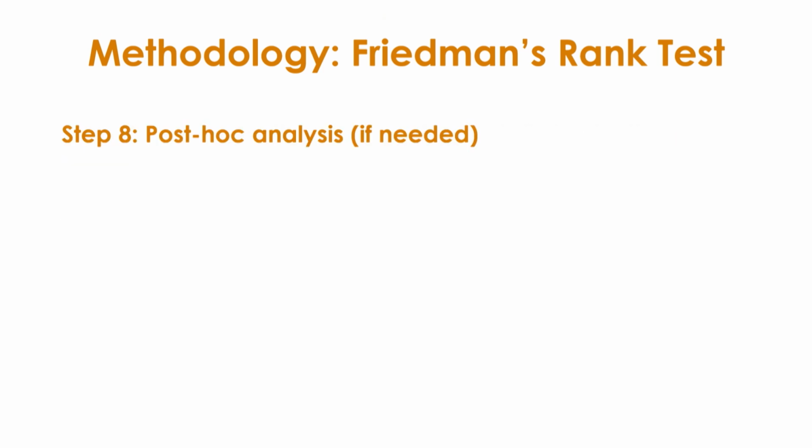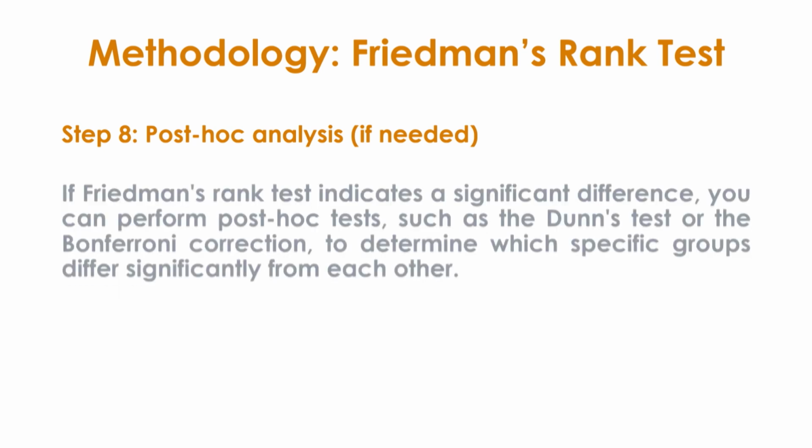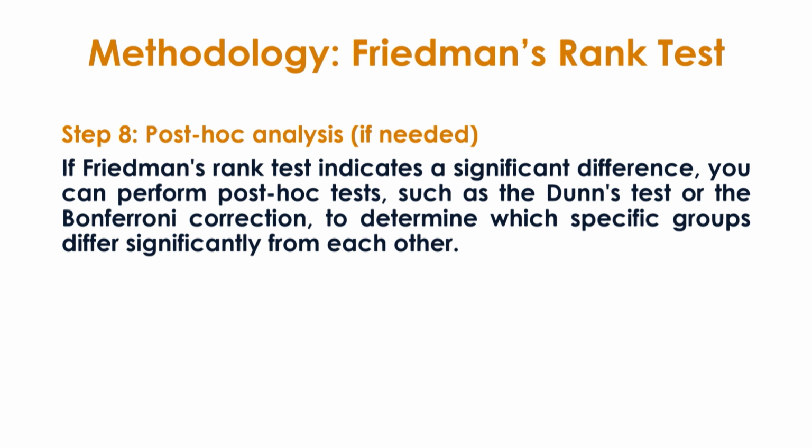Then step 8. Step 8 is post hoc analysis, if needed. What is post hoc analysis about? If the Friedman rank test indicates a significant difference, you can perform a post hoc test such as Dunn's test or the Bonferroni correction to determine whether the specific groups differ significantly from each other.